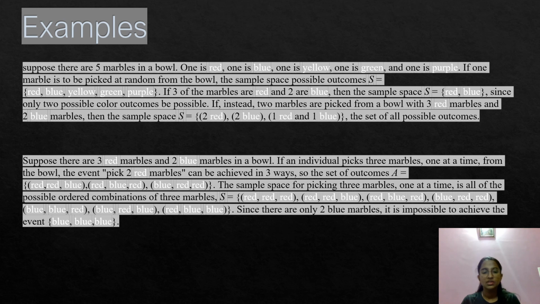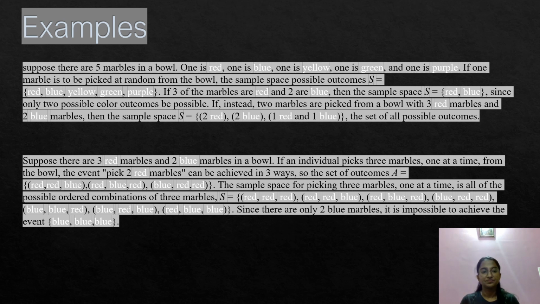If three of the marbles are red and two are blue, then the sample space would be red and blue, since only two possible color outcomes are possible. If instead two marbles are picked from the bowl with three red marbles and two blue marbles, then the sample space would be two red, two blue, one red and one blue. It might be two red or two blue, or it might be one red and one blue. So these are the possible outcomes. The set of all possible outcomes is given here.